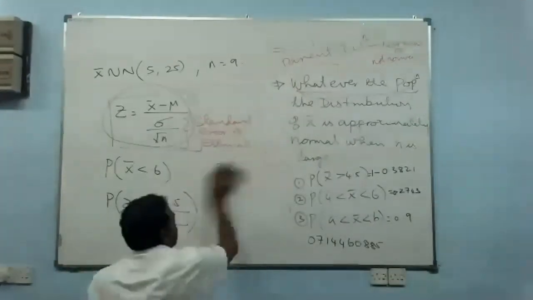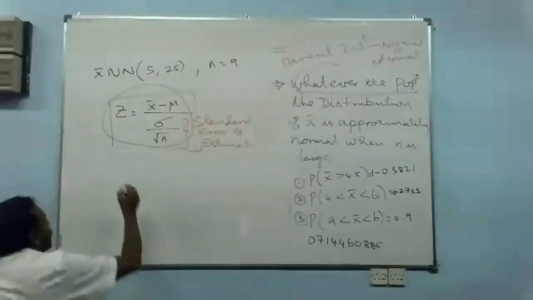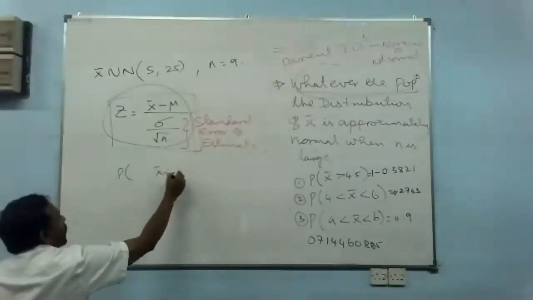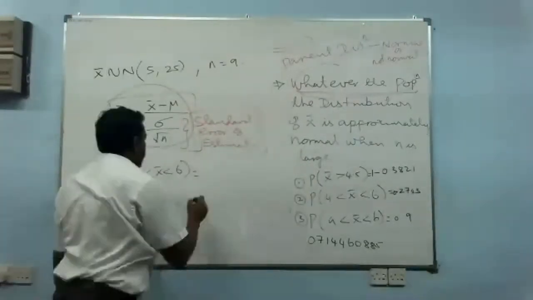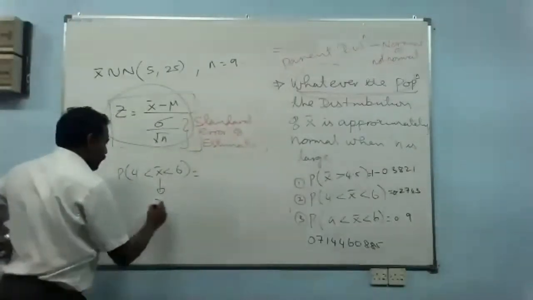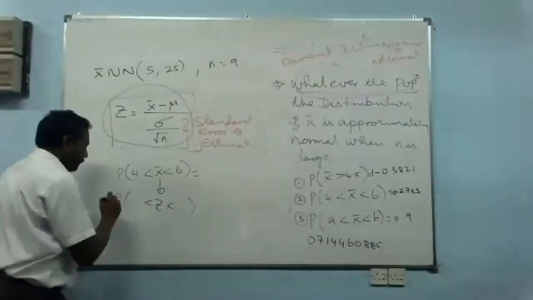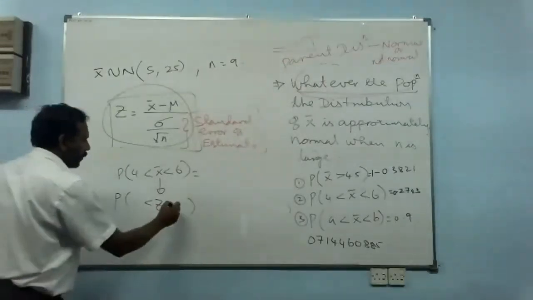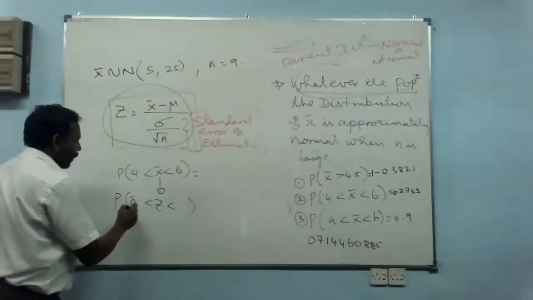I will erase this. So that is probability of x bar less than 6 and greater than 4. So that is equal. We'll have to convert this. So after conversion, what are the z values? Tell me the z values. What are the z values? Minus 0.6 and plus 0.6.